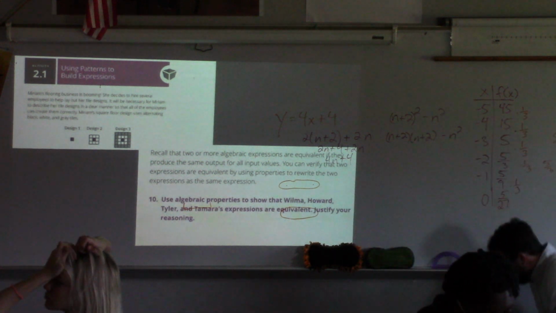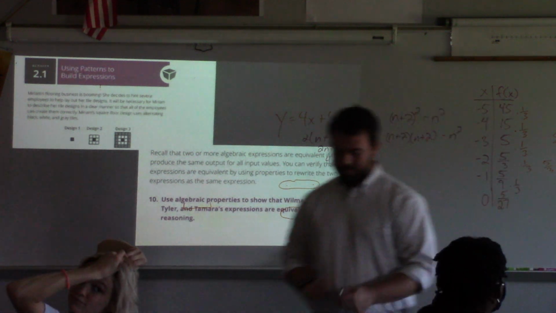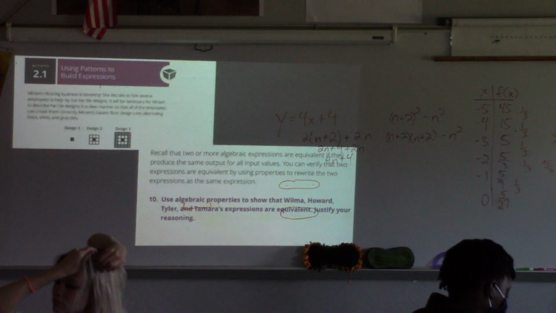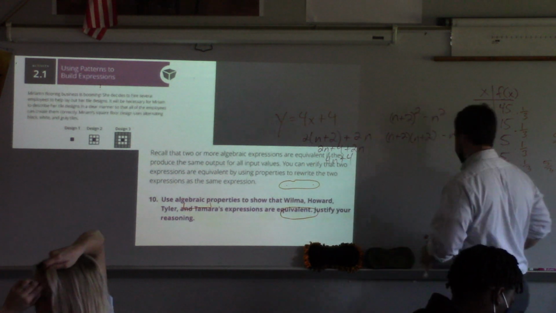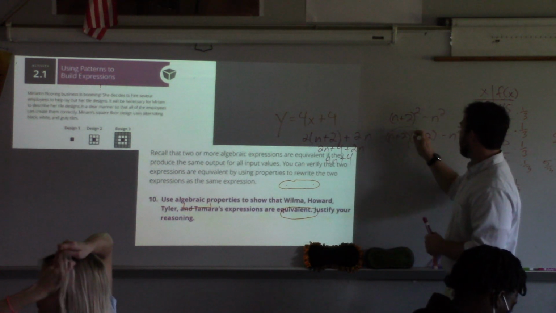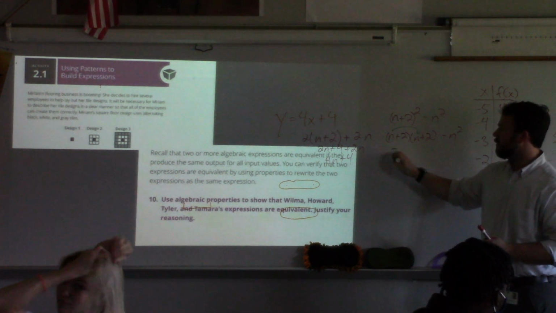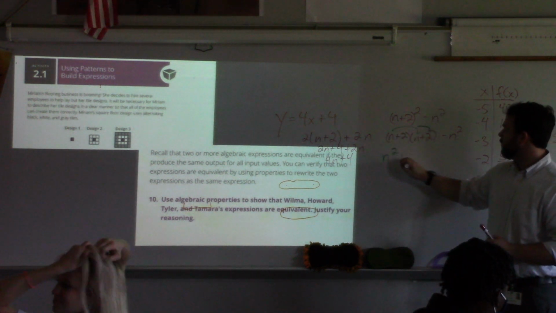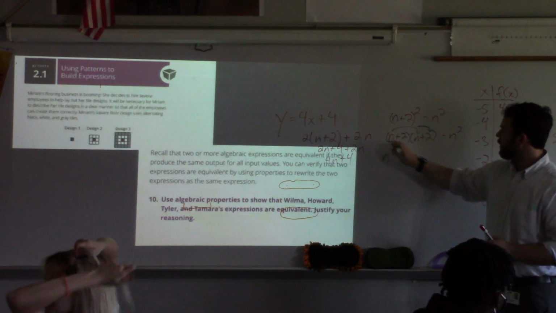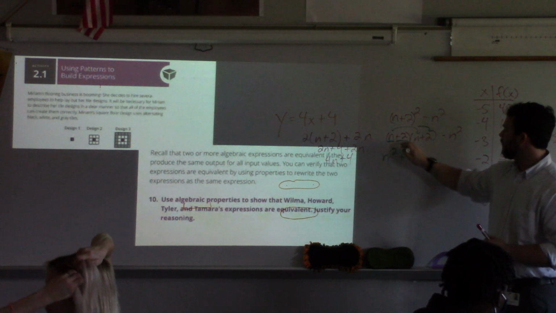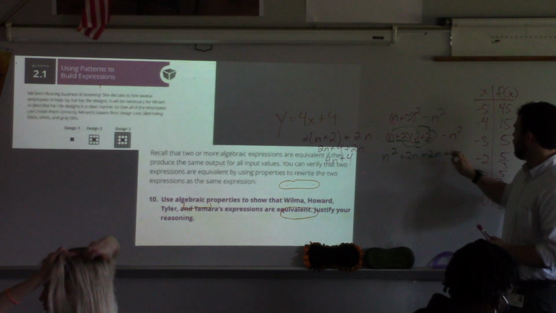So what property did we have to use here in order to simplify that expression? What property? Going once, going twice. There we go, distributive, right? N times n was n squared. N times 2 was 2n. So I've now distributed that first n. Now I'm going to distribute the plus 2. So another plus 2n and plus 4.